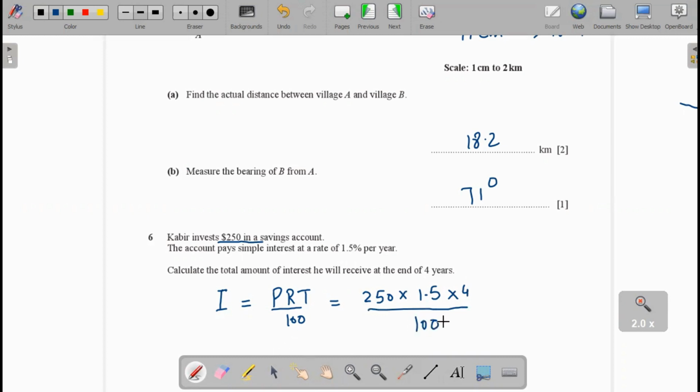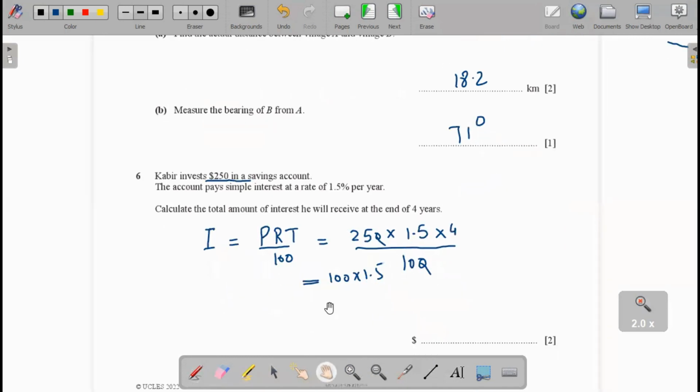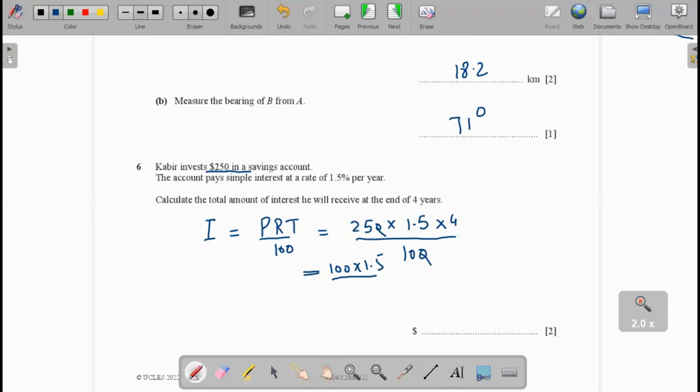Now we can calculate it easily. We multiply 25 times 4, which is 100, multiply 1.5. Now this over 10. Now we can calculate it. That value is equal to $15. This is the answer, $15. Now next question.